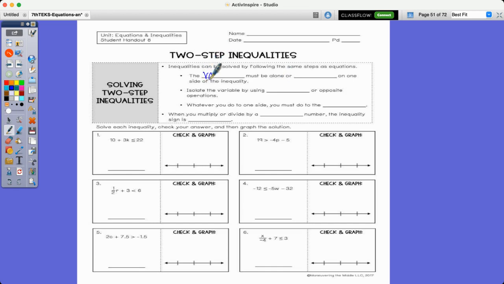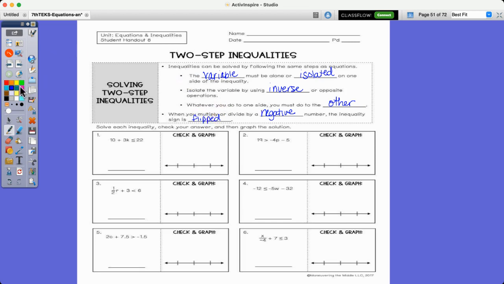It says inequalities can be solved by following the same steps as equations. The variable must be alone or isolated on one side of the equation. Isolate the variable by using inverse operations or the opposite operation. Whatever you do to one side, you must do to the other. This is the only different rule. Whenever you multiply or divide by a negative number, the inequality sign is flipped over. That is the big one.